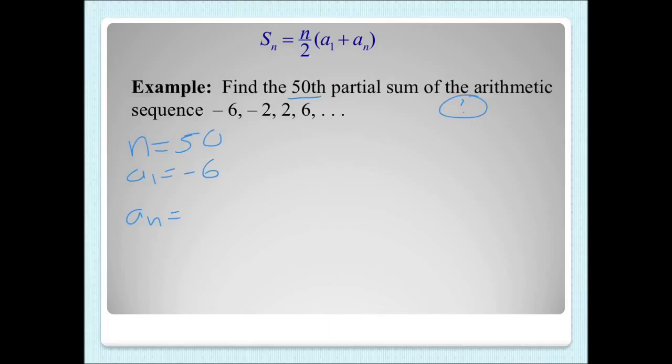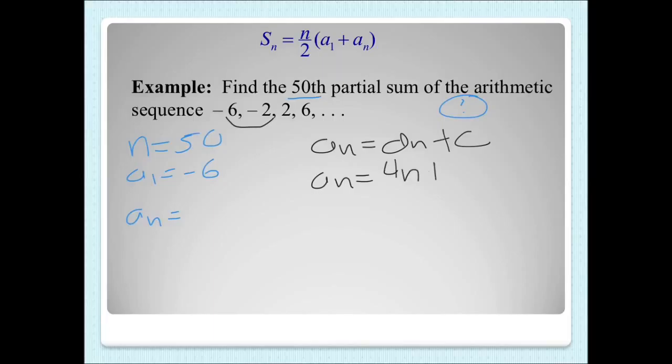Anytime that we don't know something for our sum formula, we have to resort back to using our formula for an arithmetic sequence, which is a sub n is equal to d times n plus c. Using this formula, we could then find the 50th term and solve for our sum. So for our formula, a sub n is going to equal d, which is our common difference, and to go from negative 6 to negative 2, we're going to be adding 4.